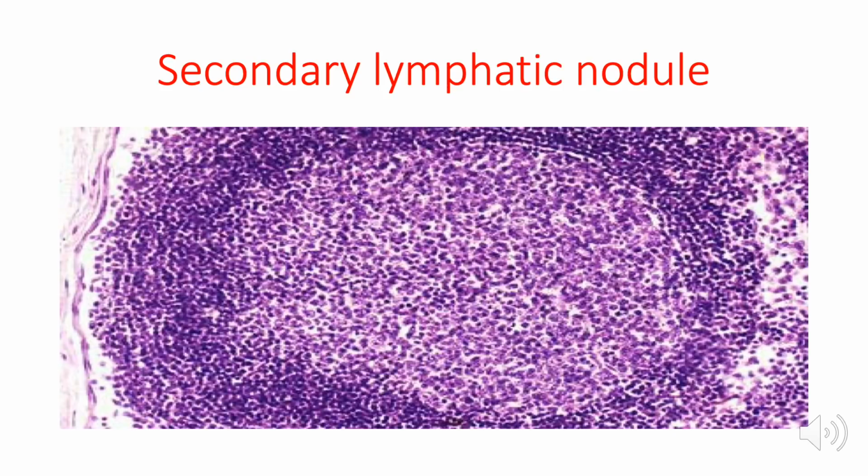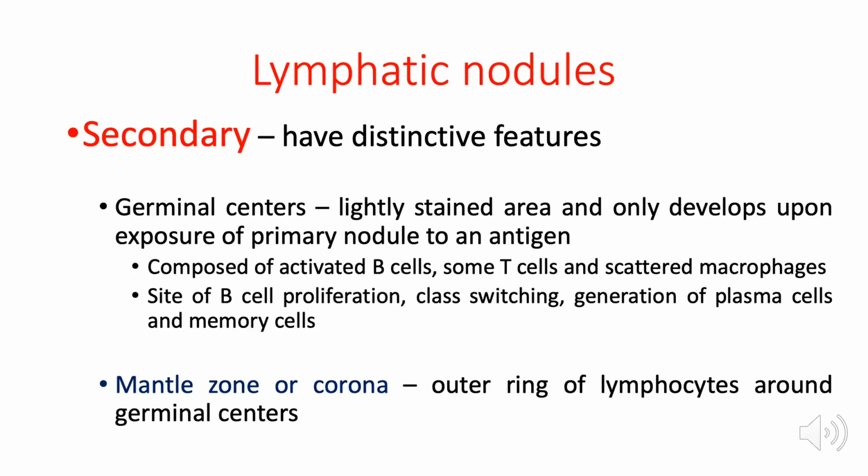But if the nodule has a light-staining center surrounded by a dark-staining periphery, then you will refer to that nodule as a secondary lymphoid nodule or secondary lymphatic nodule. The light-staining area within the secondary nodule is called the germinal center. The majority of the cells that we can find in the germinal center are B cells, and these B cells are activated ones, and they are the ones that will form the memory cells and the plasma cells.